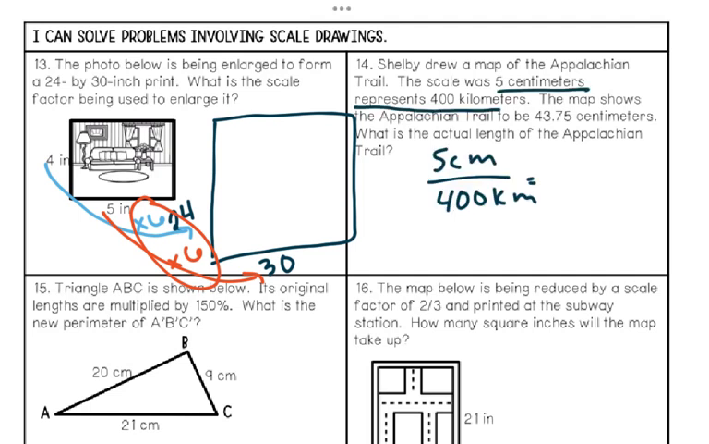I started as we always do with a proportion, my scale being my first fraction. It said the scale is 5 centimeters represents 400 kilometers. Next, they tell me 43.75 centimeters, so I'm going to match that in the numerator where I already have centimeters.